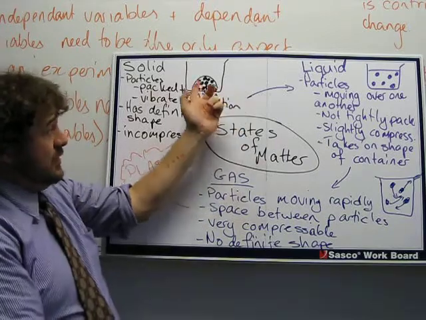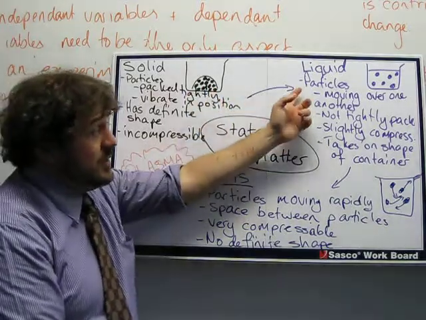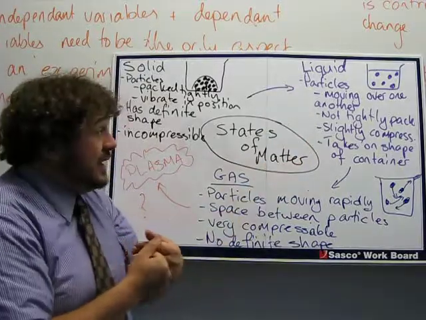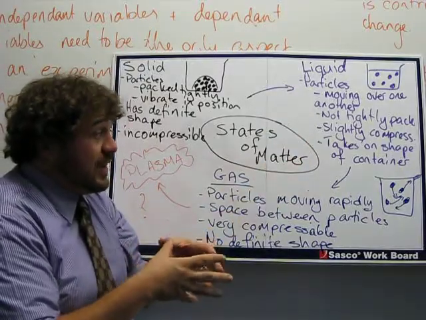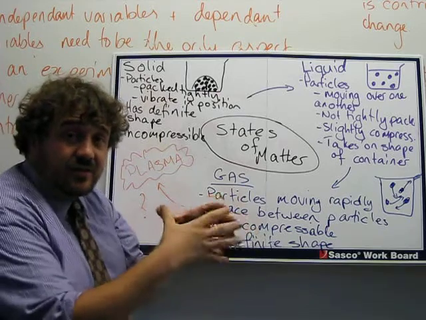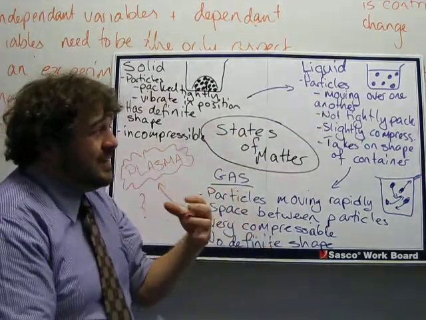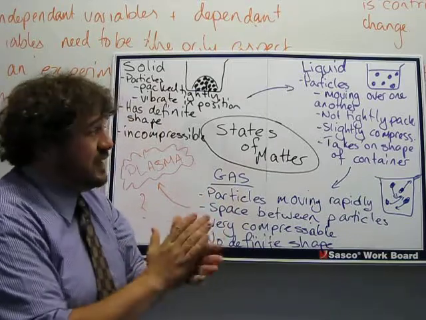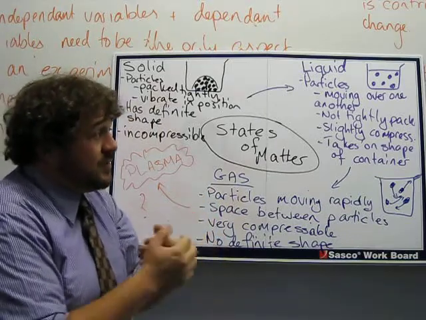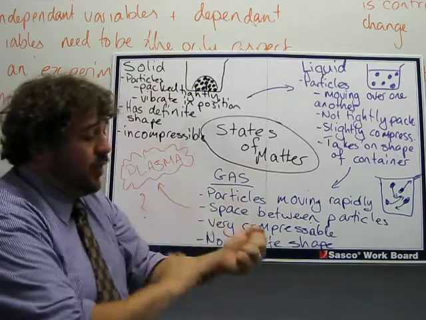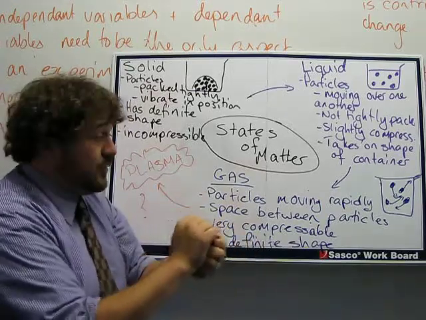So if we heat the solid up, it then might change into a liquid. Now, the particles in a liquid, they take on the shape of the container. So whatever the shape of the container, here it's a beaker, they will take on that shape, and you can compress them a little bit, slightly. Now, the particles themselves, they're not tightly packed together, so they move around and they move over one another, and there's a bit of space in between them.